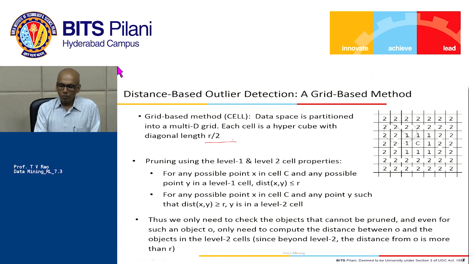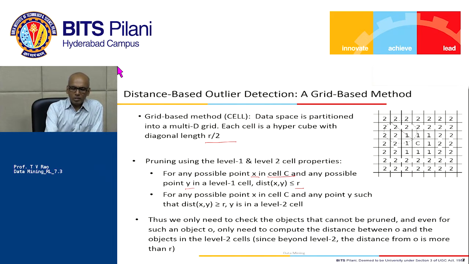Then we can prune the data for two reasons. One is that the point is not going to be an outlier, so we don't need to check further. That happens when we have a possible point x in cell C and any possible point y such that distance is less than r. Then we can say that there is no need to proceed further because x can be pruned, and as a matter of fact, every object in the cell can be pruned.